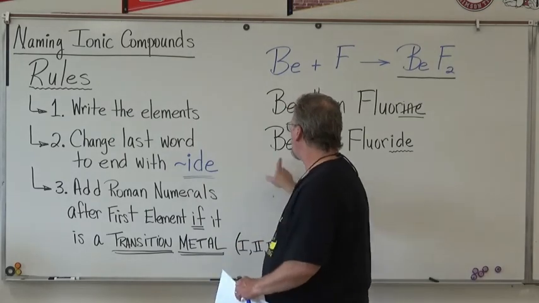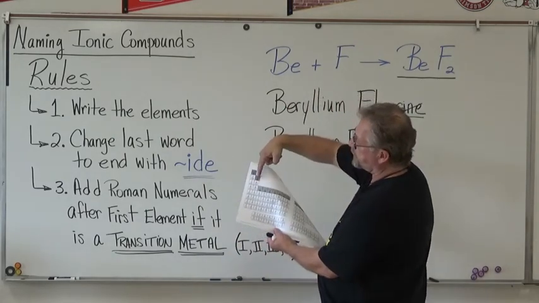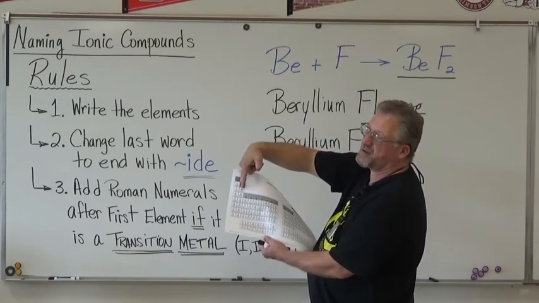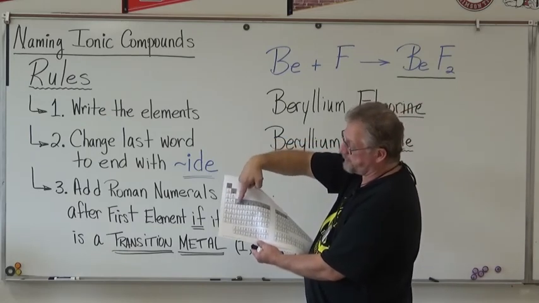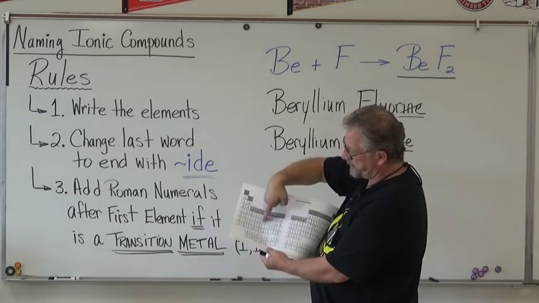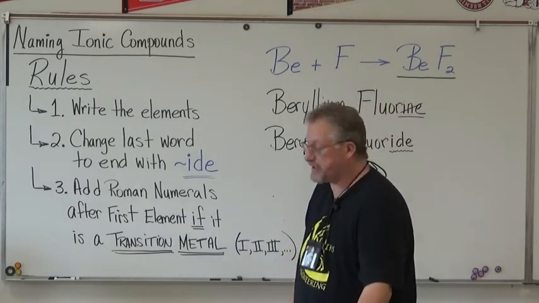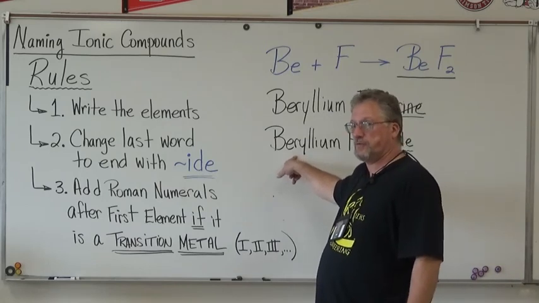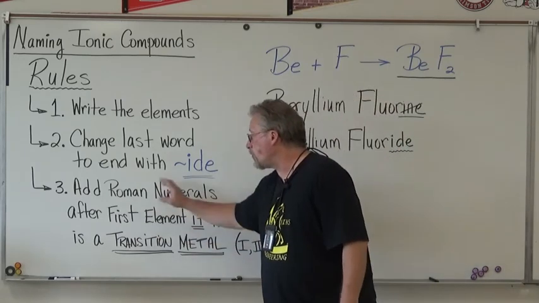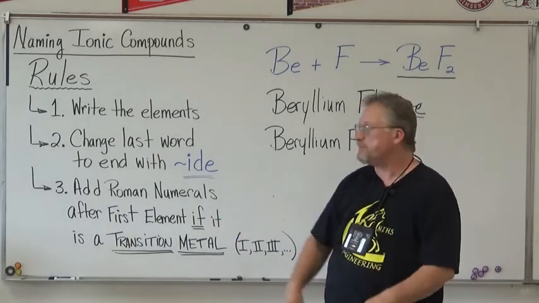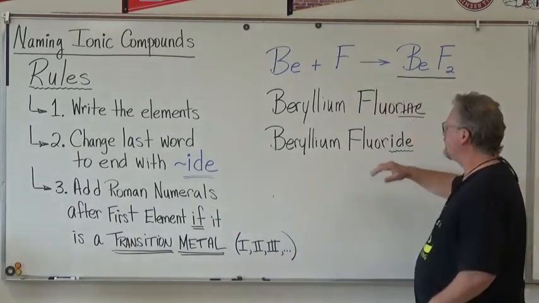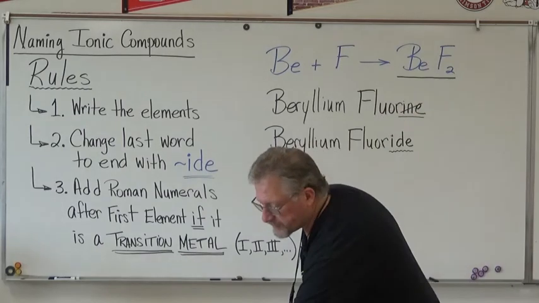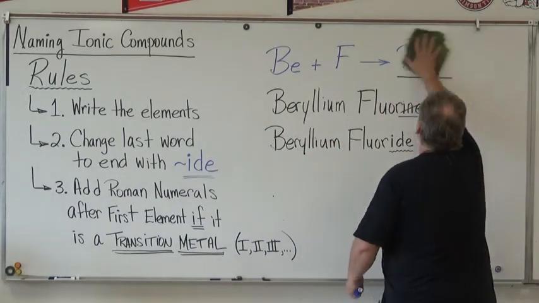And let's go find beryllium. Beryllium is way up here in the second column over, which makes it an alkaline earth. It is not a transition metal. It's not in this area down here. So that is not a transition metal. So I don't have to do any Roman numerals or anything like that. I'm done. So that's it. Beryllium fluoride. Easy enough, right? Let's try another one. That was so easy. Let's try another one.